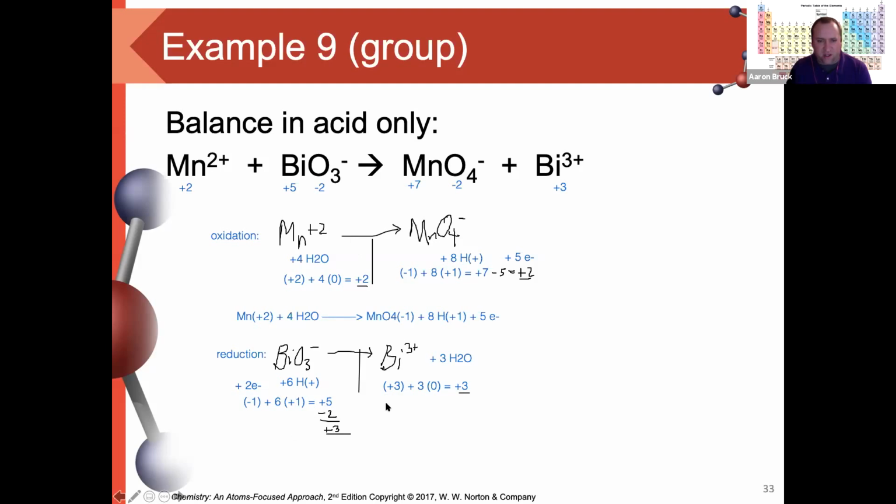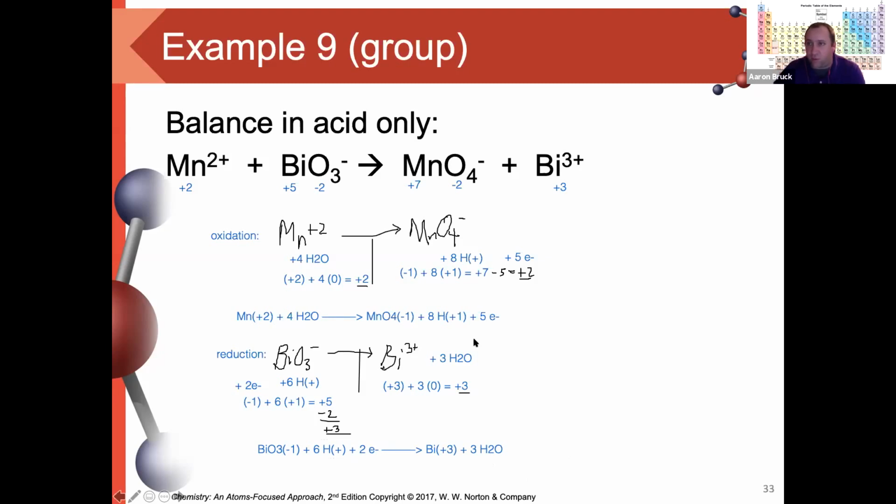In a similar fashion, I've got everything balanced up. Let's go ahead and write the half reaction. It's BiO3 -1 plus 6 hydrogen positive ions and 2 electrons, making Bi +3, bismuth 3 ion, and 3 waters. Okay, and so with these 2 half reactions, we've only gone part of the way.